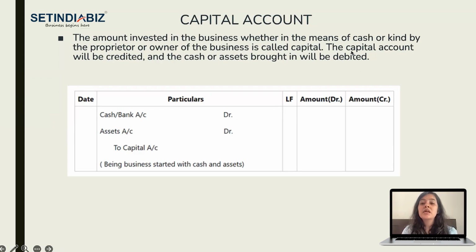The capital account will be credited and the cash or assets brought in will be debited. I repeat, the capital account will be credited, and the cash or assets brought in will be debited. So cash or bank account debited, assets account debited, to capital account. Being business started with cash and assets, right?